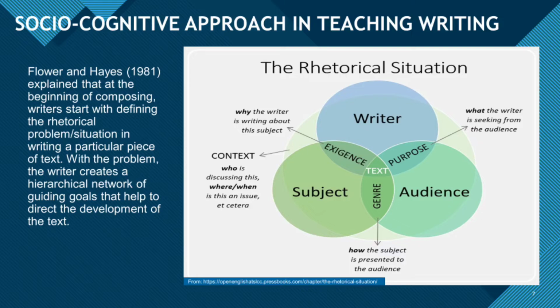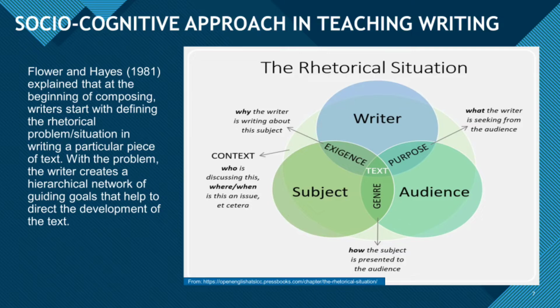In this model, we also have subordinate elements, namely exigence, purpose, and genre. Exigence answers the question why the writer is writing about the subject, or what has moved the writer to create a text. There must be a reason in writing a text.